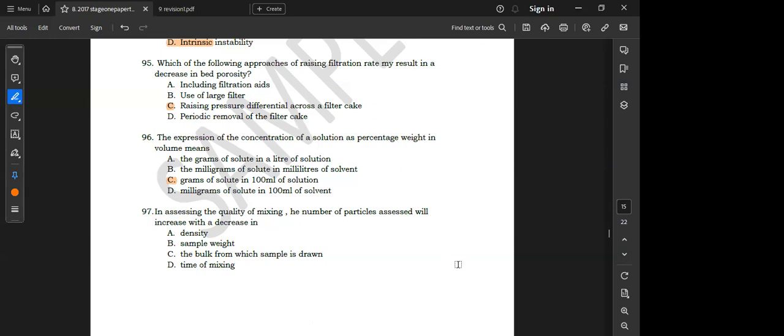I don't know. Because if that's the reasoning, guys, the sample weight is also decreasing if the bulk from which the sample is drawn is decreasing. But you see, when we say the bulk from which the sample is drawn, the sample is what we are getting after the mix. My assumption is the sample weight is increasing and the bulk weight will decrease. But again, to be honest, I don't understand what the question is asking.